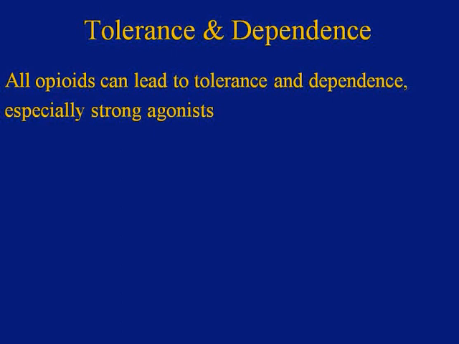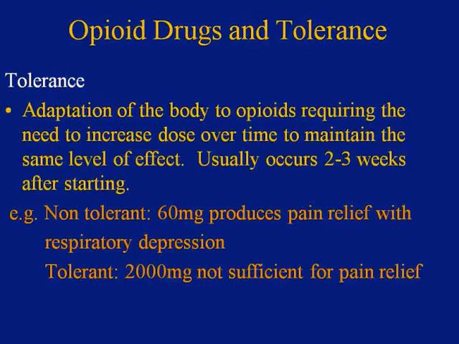All opiates can lead to tolerance and dependence, especially those strong agonists. What is tolerance? After taking opiates for a while, the body adapts to it. Essentially, the number of receptors gets reduced, and this means that to get the same effect, the patient has to increase the dose. This usually occurs after a few weeks of continuous dosing.